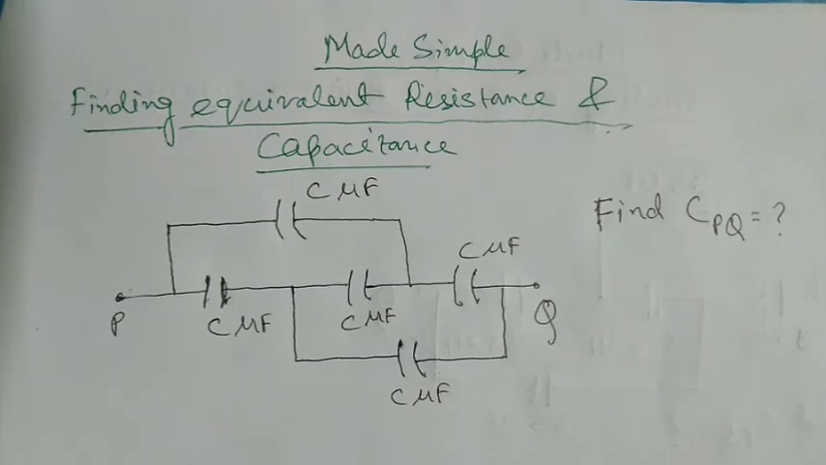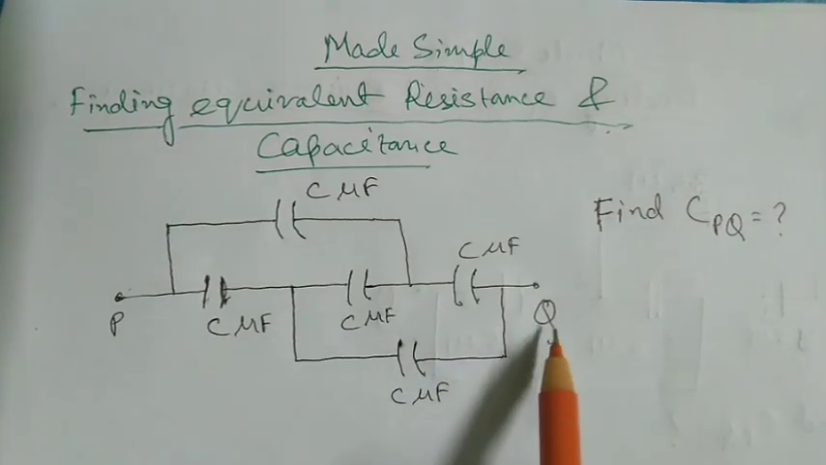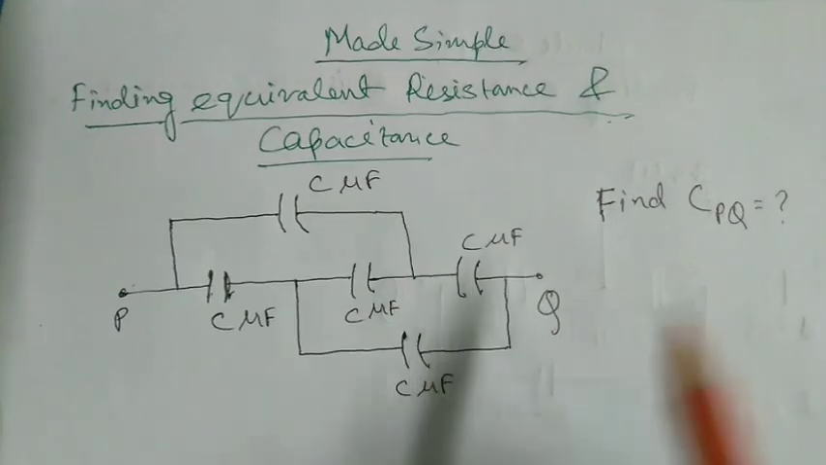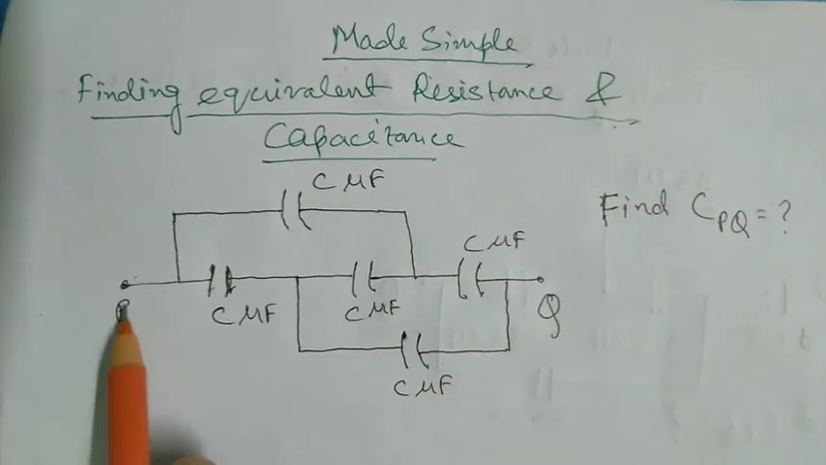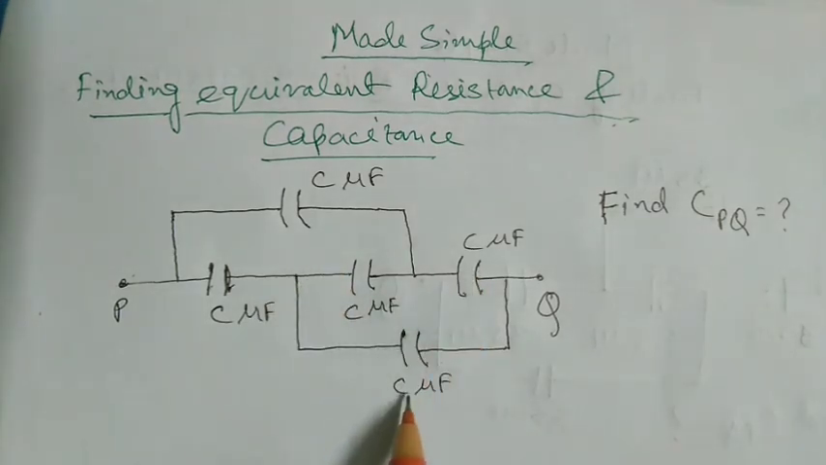Today I am going to discuss with you 4 to 5 questions. Let's solve them one by one. Okay, let's start. See this first question. Here there are two nodes given, P and Q, across which we have to find out the equivalent capacitance across these nodes. There are 5 capacitors which have the value C microfarad.